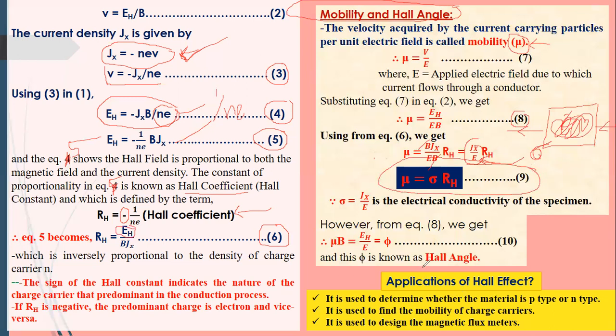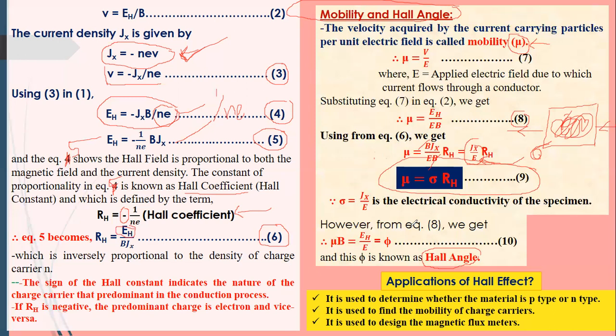However, using equations 8 and 9, we get mu B is equal to EH upon E, which is equal to phi, and that phi is known as the Hall angle. If we calculate the Hall angle, we need the term EH upon E; otherwise mu B is equal to phi. This is nothing but the Hall angle. So be careful during the examination time.